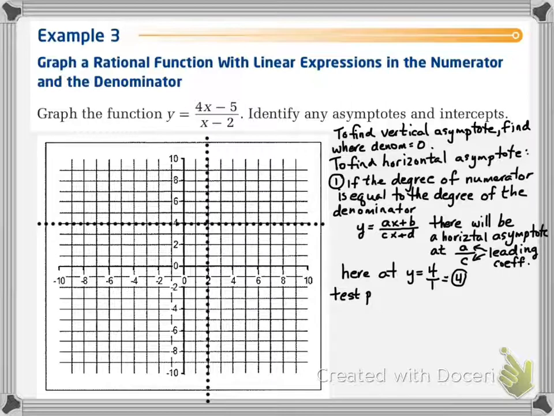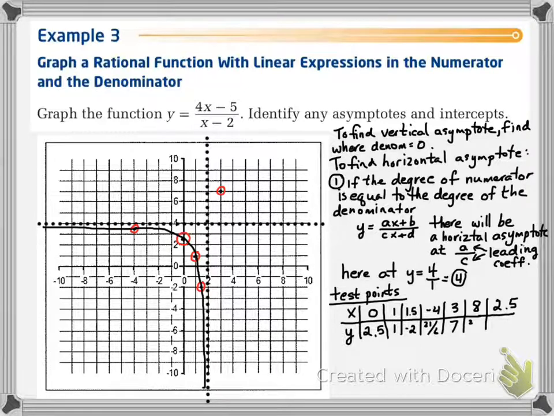Drawing that in and drawing in some test points, you're going to see that we get several points, and as we draw them in, we can plot them. And that's what our graph's going to look like. There is a vertical asymptote at x equals 2, the undefined value. There's a horizontal asymptote at 4 over 1, which are the two leading coefficients. But this only works when the degree of the numerator is the same as the degree of the denominator. You have to keep that in mind.